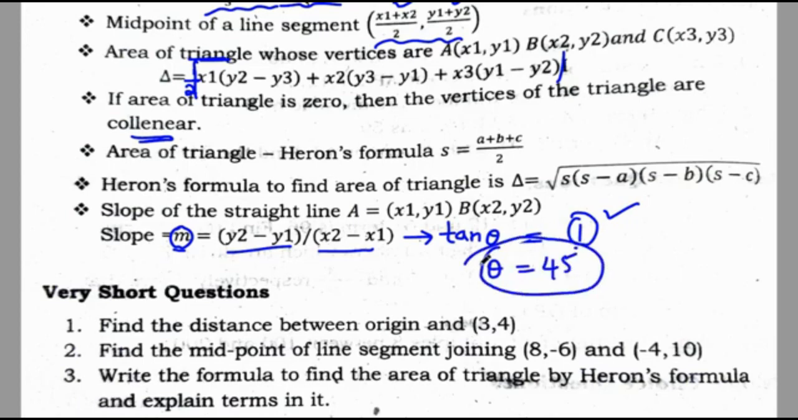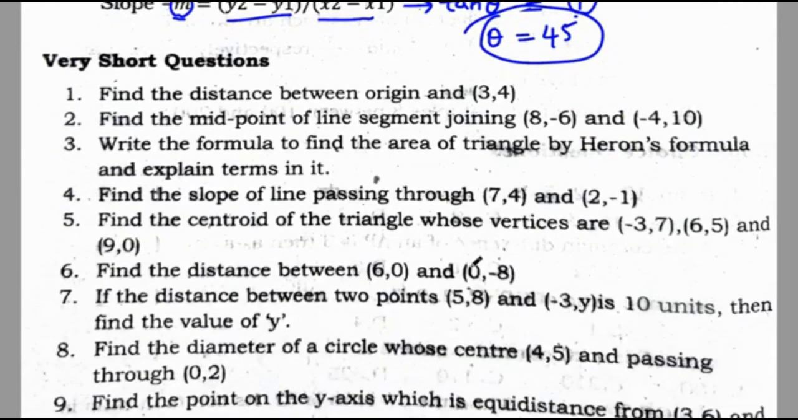So these are the important formulas. Now we'll see the questions. Find the distance between origin and (3, 4). Origin means (0, 0), and (3, 4).